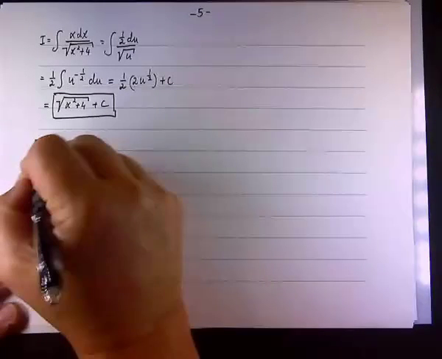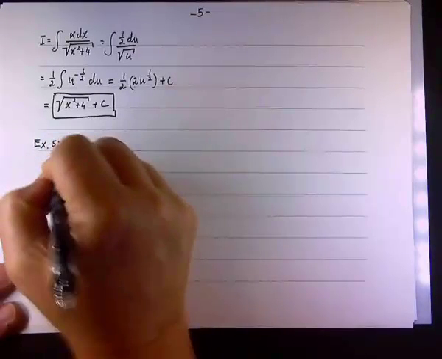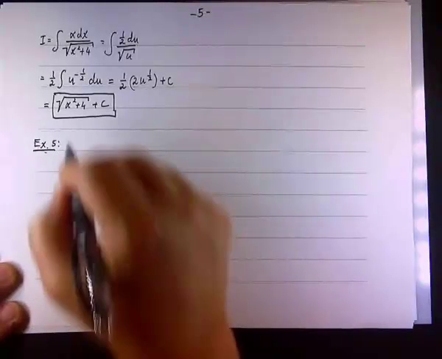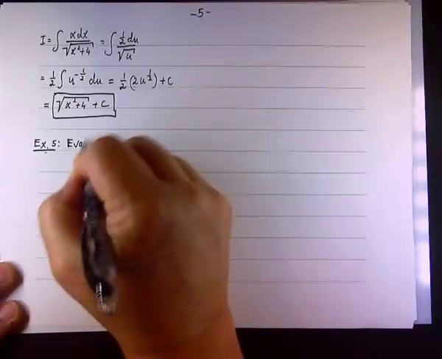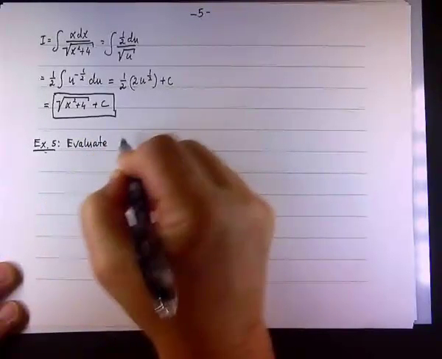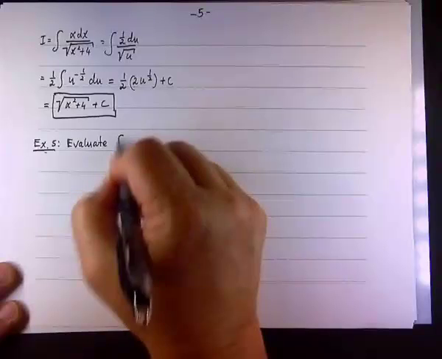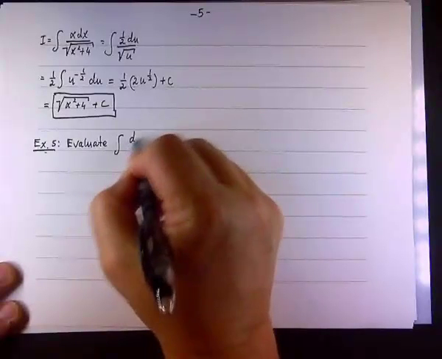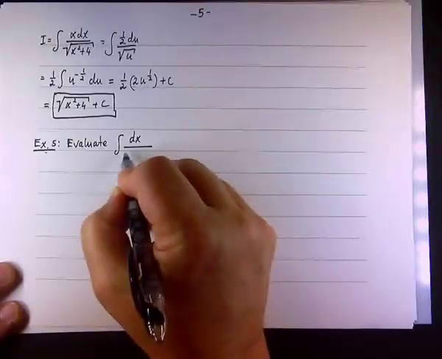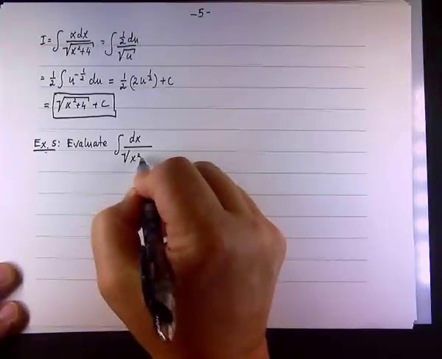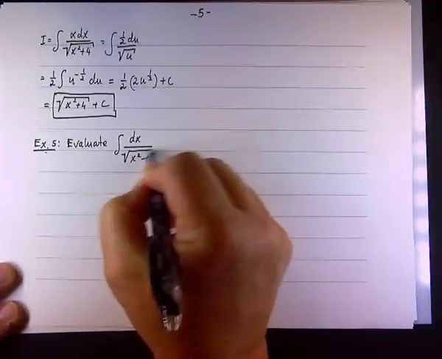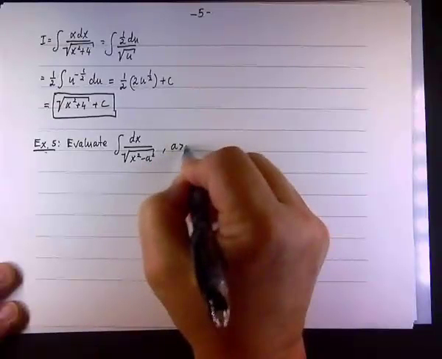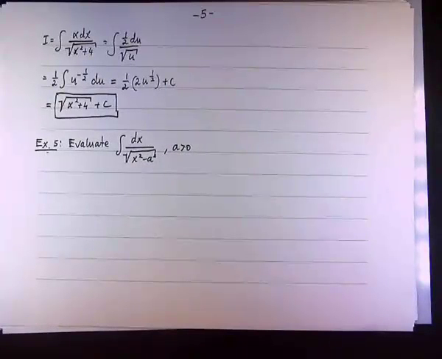Example 5. Let's evaluate the integral of dx over the square root of x squared minus a squared, and we'll keep a being positive because a can be either positive or negative. Later on we'll see the effect of this.